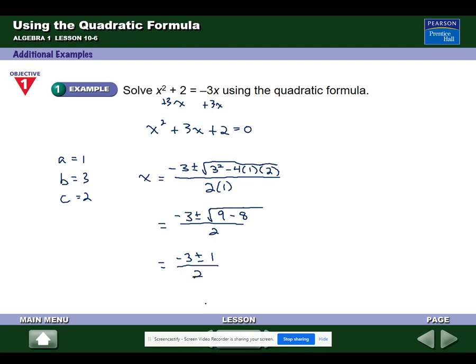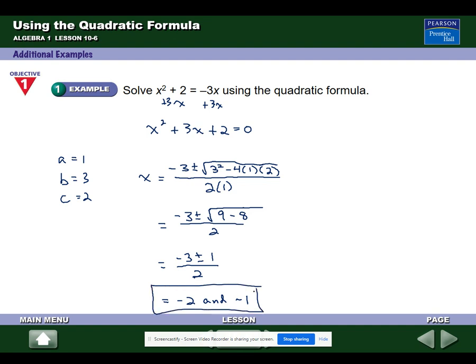And at some point you do need to break these up, and I think now is the appropriate time to break them up. Negative 3 minus 1 would be negative 4, divided by 2 would be negative 2. One of our solutions is negative 2. Negative 3 plus 1 would be negative 2, divided by 2 is negative 1. Negative 2 and negative 1 are our two solutions.